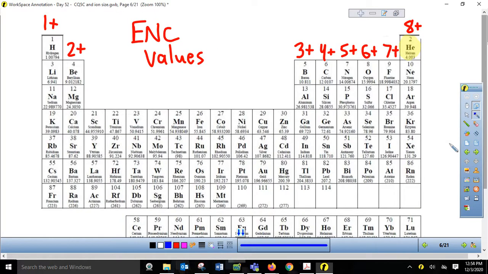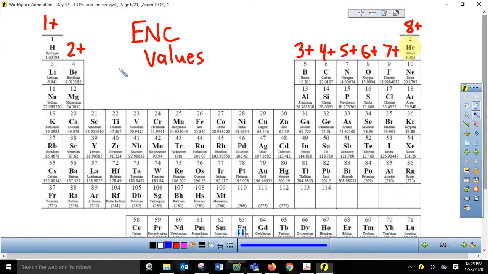Alright, my students had you label the ENC values for the 8 main group families. And so, Mr. Rafferty students, if you have not done that yet, it's very helpful. So, group 1 elements will have a plus 1 ENC, a plus 1 pull. And these are for neutral atoms. These are not for ions. These are for neutral atoms only.